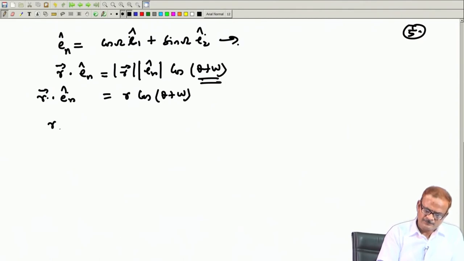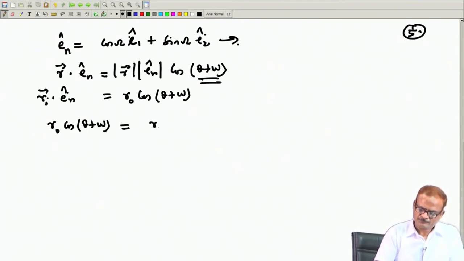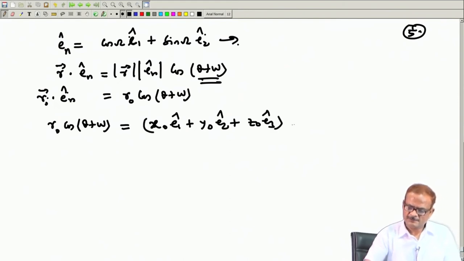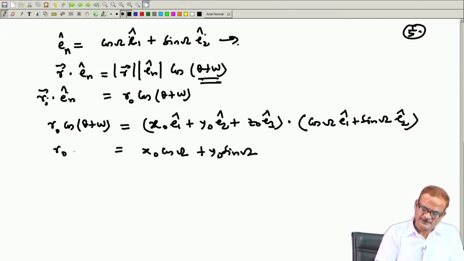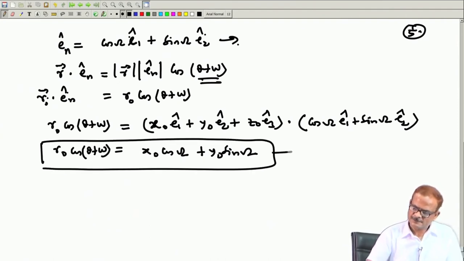We can write here r0 cos(theta plus omega) equal to x0 E1 cap plus y0 E2 cap plus z0 E3 cap, times E n cap, which is cos capital omega E1 cap plus sin capital omega E2 cap. Therefore this gets reduced to x0 cos capital omega plus y0 sin capital omega. So this is r0 cos(theta plus small omega). This is one equation; let us name this as equation A.